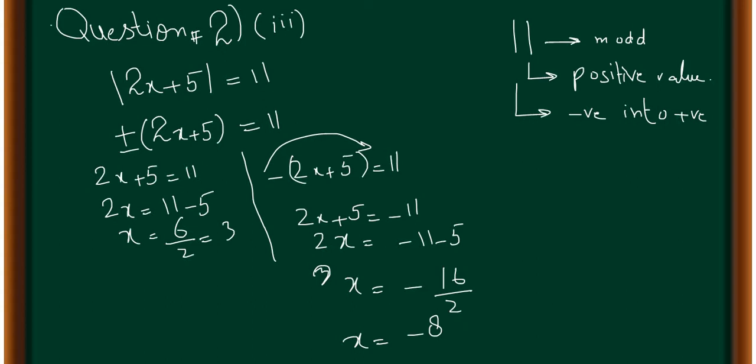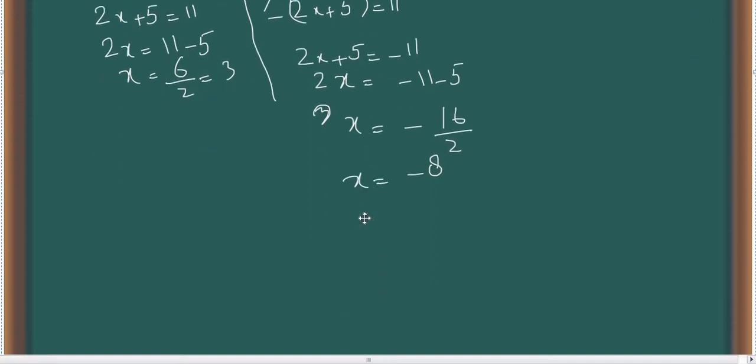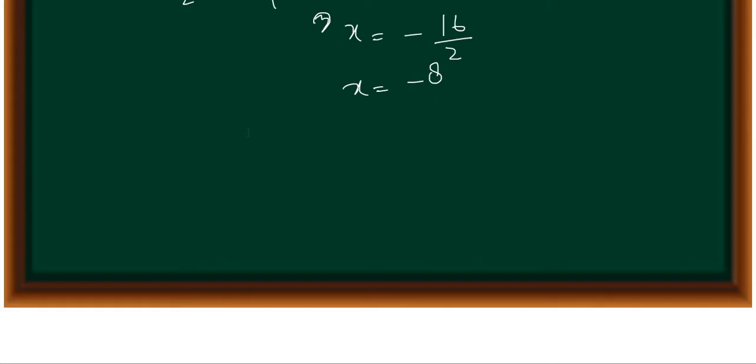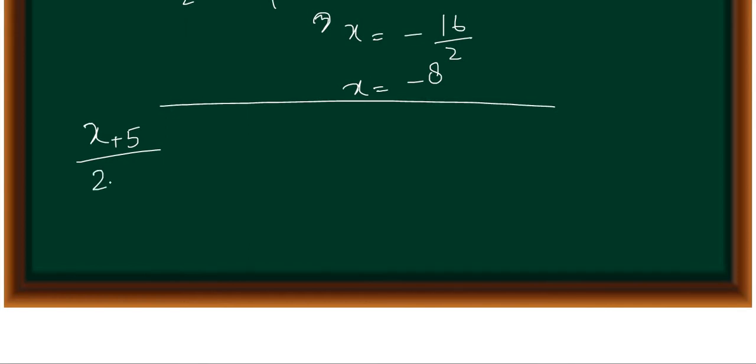Now we are solving part number 8. Part number 8 is mod of x plus 5 over 2 minus x is equal to 6. Okay.